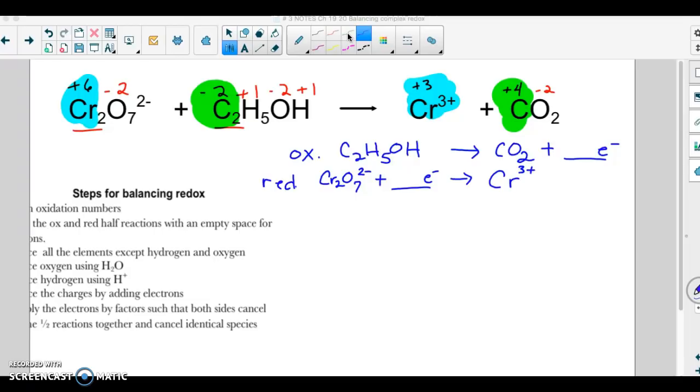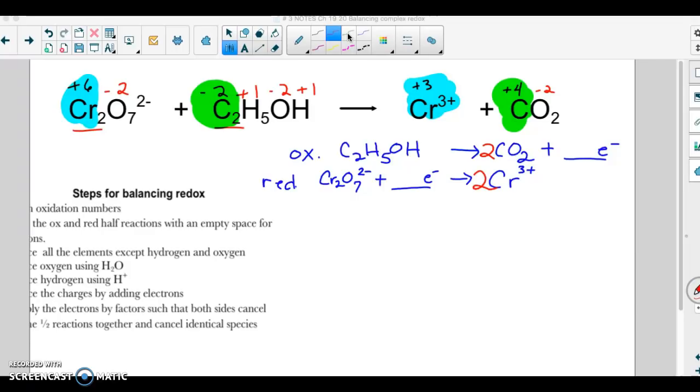So the next thing you're going to want to do is balance all of the elements except for hydrogen and oxygen. So you can see that we have 2 carbons that we'll need here, and then for the chromium we have 2. So we would need to have 2 over here.